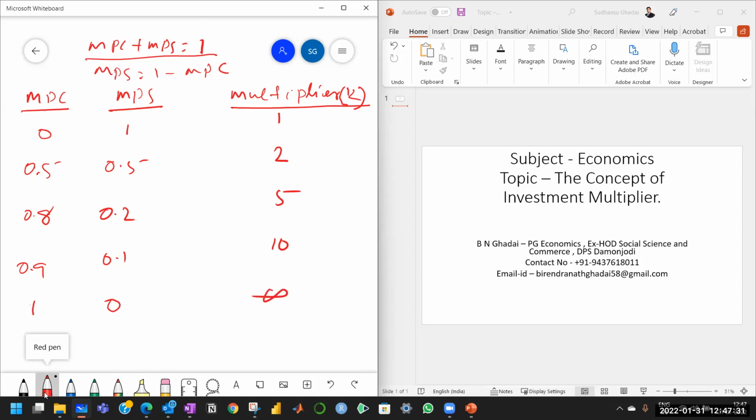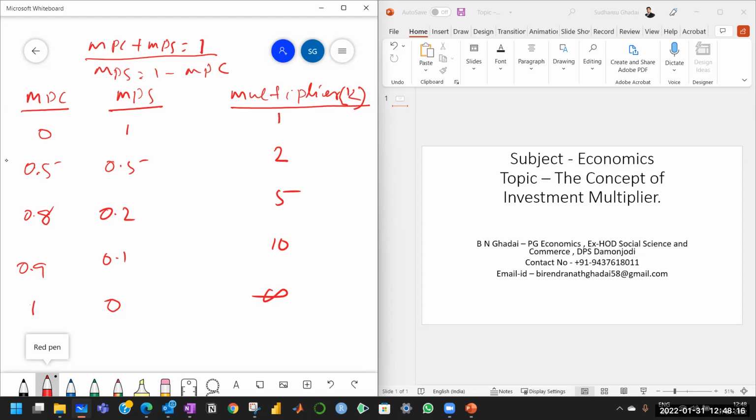So there are 4 pieces of information we are getting from this table. The first information: the value of multiplier is directly related to the value of MPC. As the value of MPC is increasing, the value of multiplier is also increasing. When the MPC is 0, the multiplier is 1. When MPC increases to 0.5, the multiplier increases to 2. When the MPC becomes 0.8, the multiplier becomes 5. And as the MPC goes on increasing and becomes 1, the multiplier goes on increasing and becomes infinite.